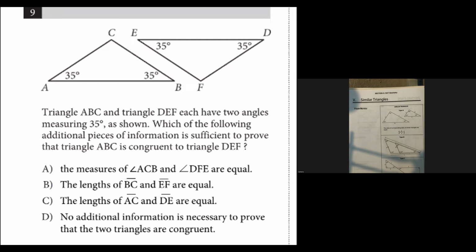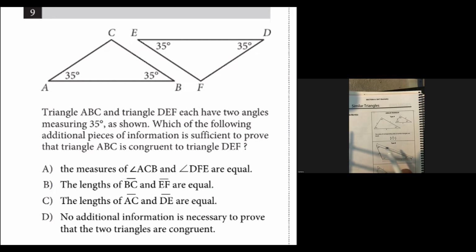Okay, so for this one, we have congruent triangles, or similar triangles. The different ways we can prove similar triangles is that the ratios of corresponding sides are equal. So for this one, A over D should equal B over E, which should also equal C over F.